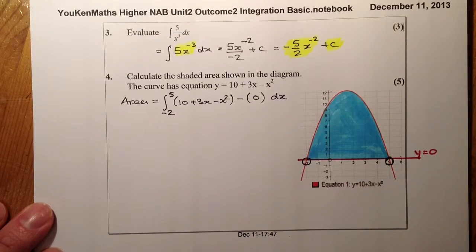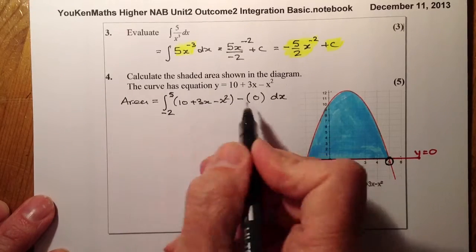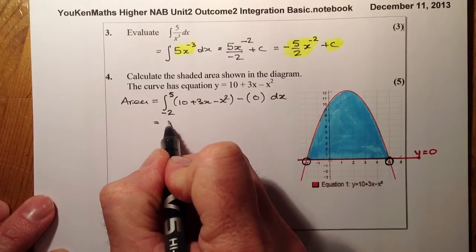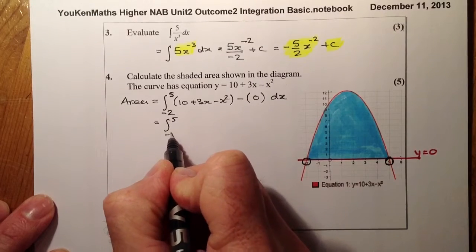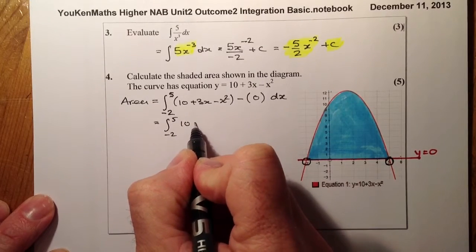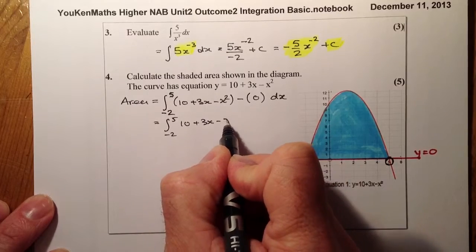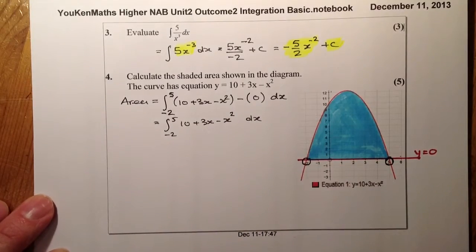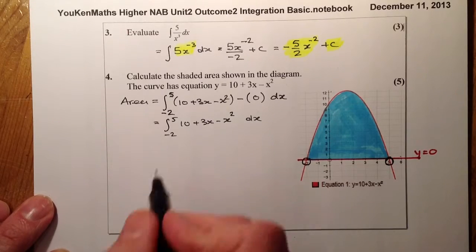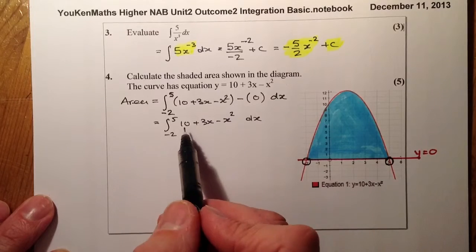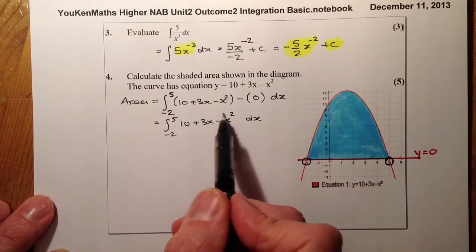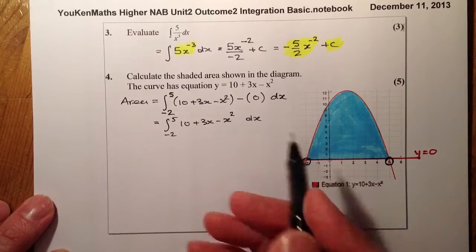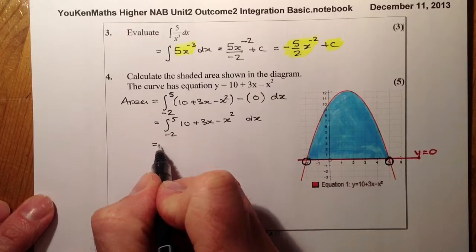So I've started writing out the way I'm going to work out this area. I'm going to just tidy this bit up, and this is where you may be starting. All I'm going to have is 10 plus 3x minus x squared dx. Okay, and that's my starting point there, really. From there, I'm going to go straight and integrate it, because for integrating here, everything's prepared for me. I don't need to do any further work on that.